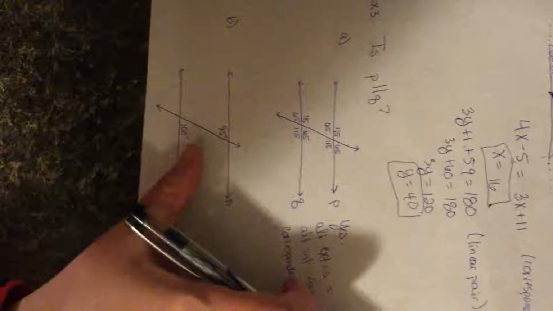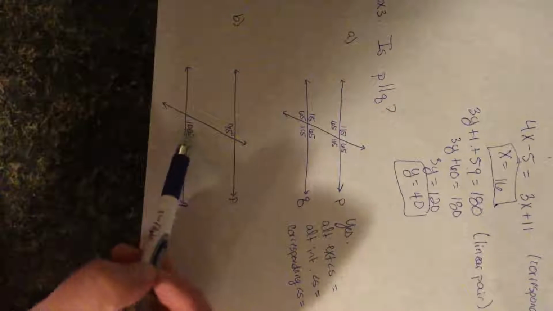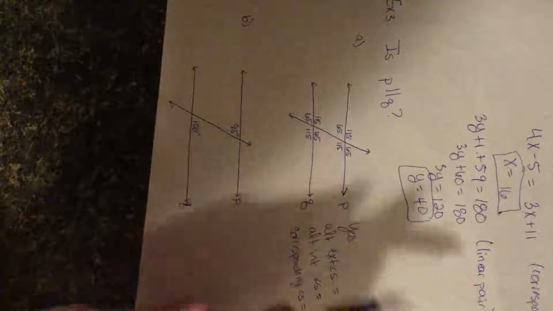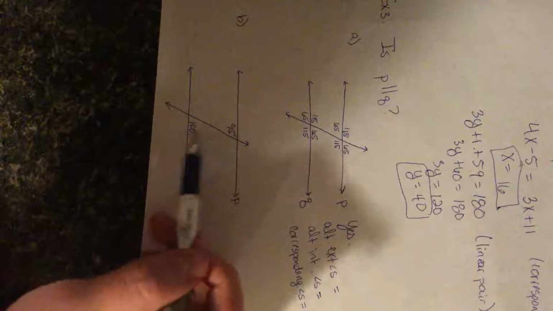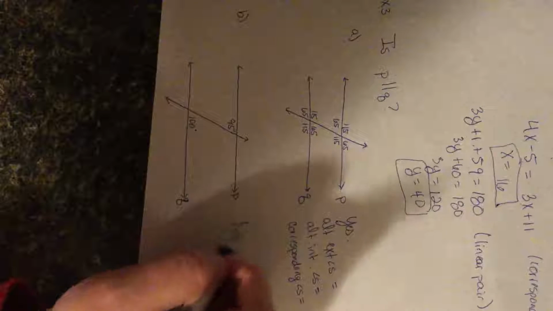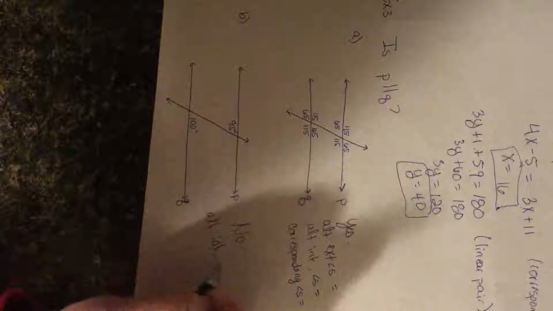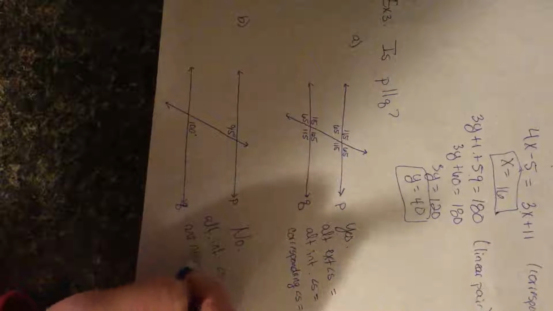Then for part B, it says, are these parallel? P and Q, you've got this 95 and this is 100. So the answer here would be no, because these are alternate interior angles. In order for P and Q to be parallel, these would have to be the same. So you would say no, the alternate interior angles are not equal. And for them to be parallel, they have to be equal.